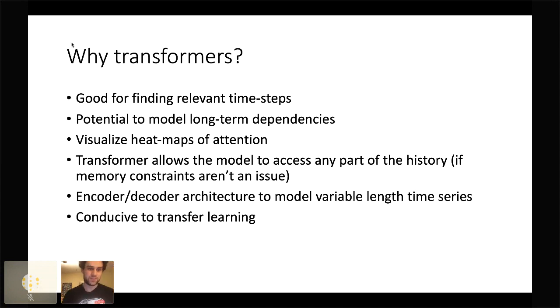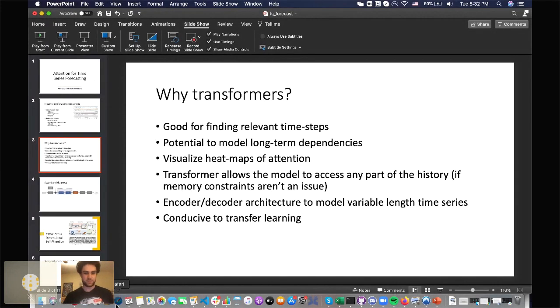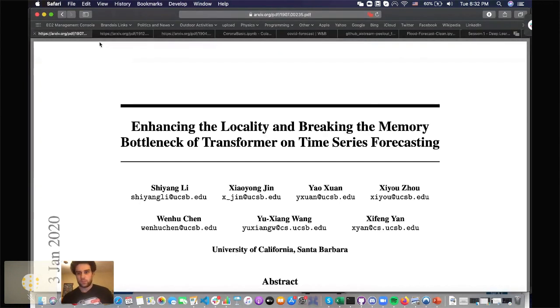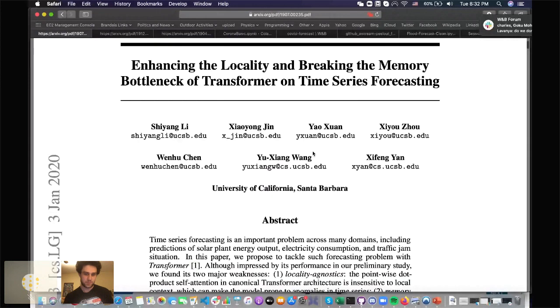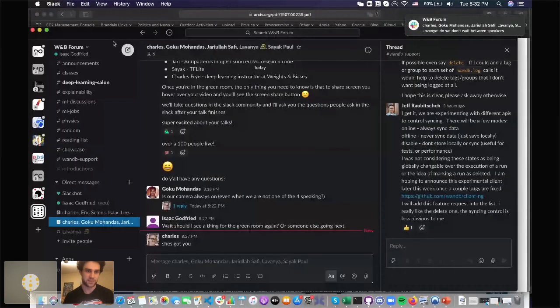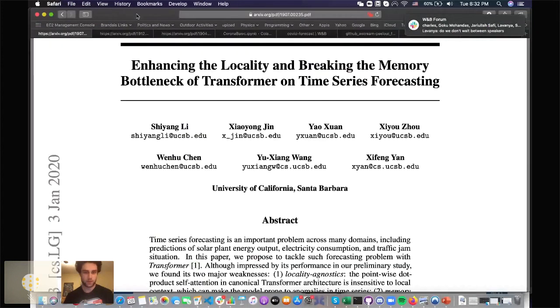I'm now going to do some quick looks at some papers, just interactively. One really interesting thing that came out recently was this paper, Enhancing the Locality and Breaking the Memory Bottleneck of the Transformer for Time Series Forecasting. And with that, I'm just going to mute Slack for a second. Stop those pop-ups.